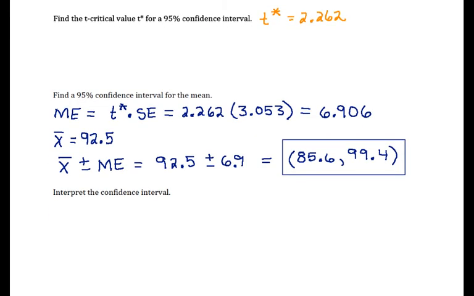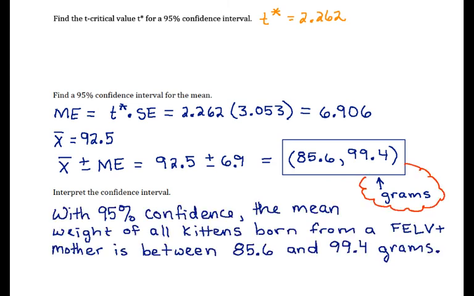Now I'm going to interpret that confidence interval. These kitten weights are in grams, so I do need to think about units for this. And if each weight is in grams, then the mean weight is also in grams. But what we're saying is that for all kittens born of a FeLV positive mother, because we do want to extend to the population for a confidence interval, we believe that that mean weight is between these two values measured in grams. So my interpretation is with 95% confidence, the mean weight of all kittens born from a FeLV positive mother is between 85.6 and 99.4 grams.